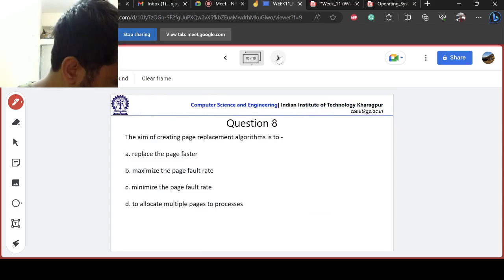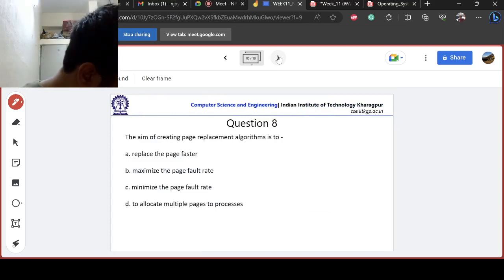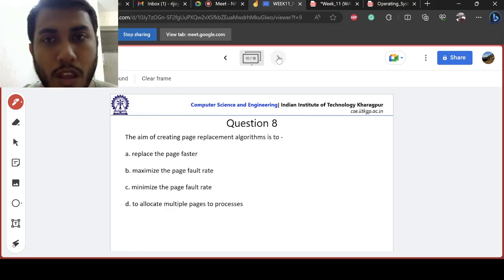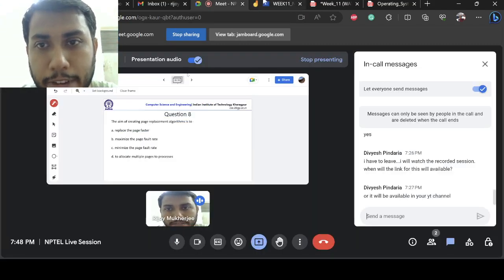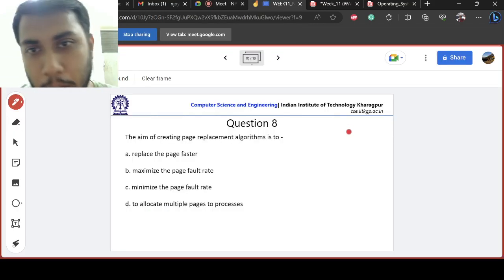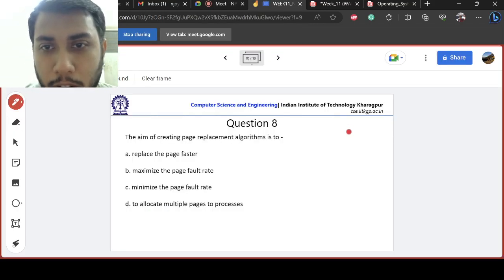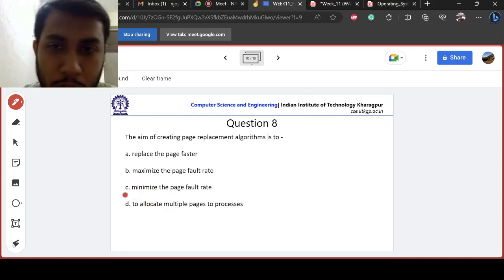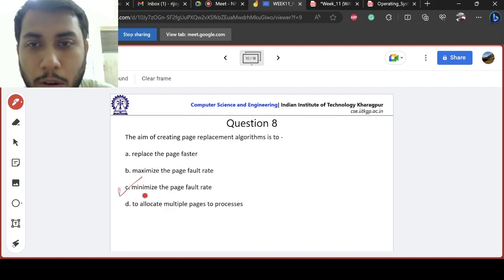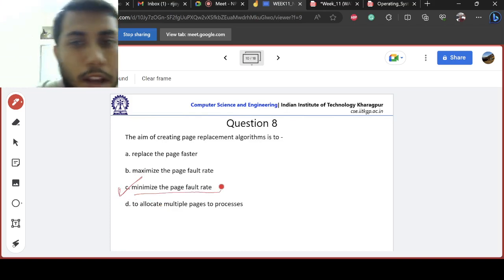Now let's come to question number 8. The aim of creating a page replacement algorithm is to replace pages faster, maximize the page fault rate, minimize the page fault rate, or allocate multiple pages to the process. So the correct option is option C. Our optimization is basically to minimize the page fault rate.